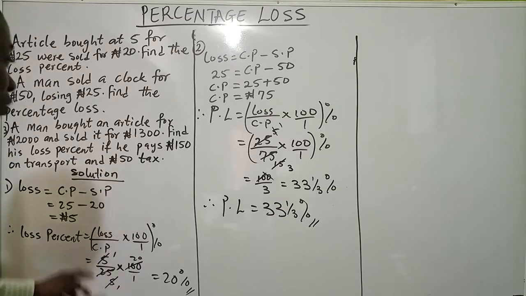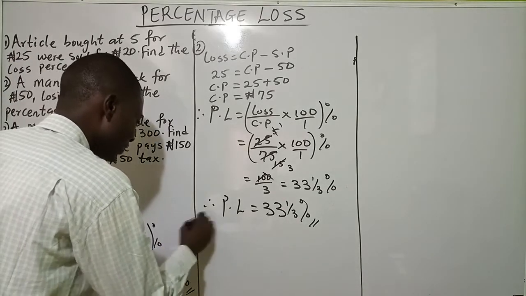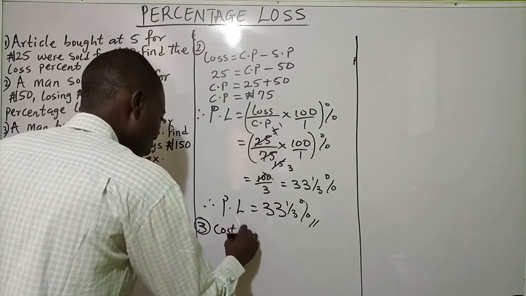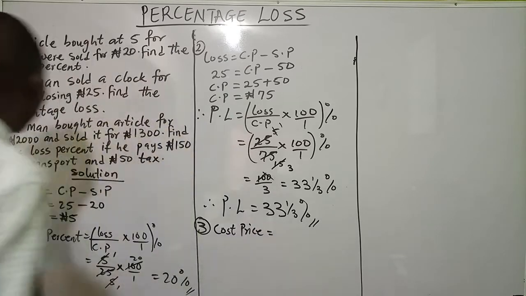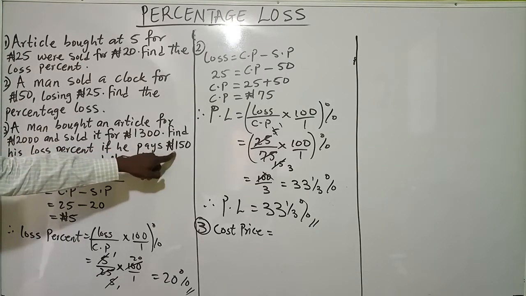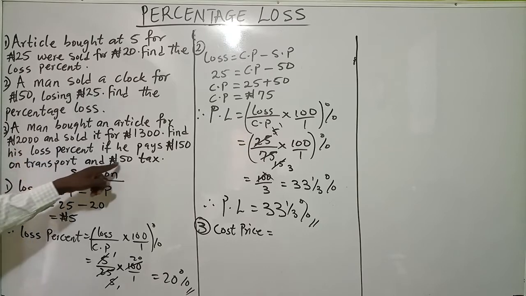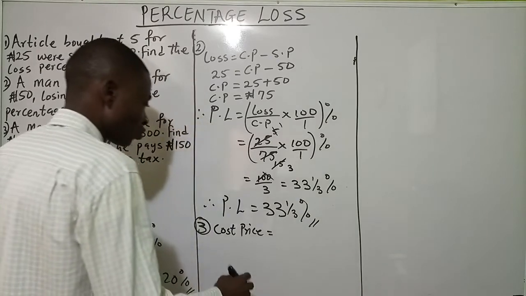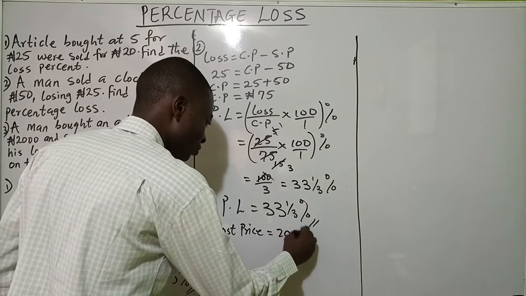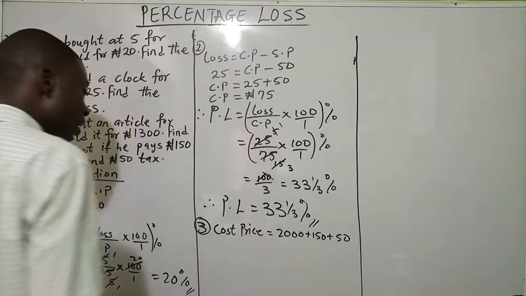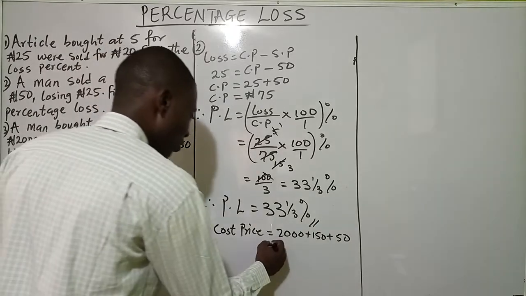Good. Now in this question, again, just as I said, we must first identify our cost price. What is the cost price here? The man bought an article for 2,000 naira. Is 2,000 naira the cost price alone? No. The cost of transportation, 150, is also inclusive in the cost price. The amount paid on tax is also inclusive in the cost of the article. So the cost price will now be 2,000 plus 150 plus 50. So add all that together.